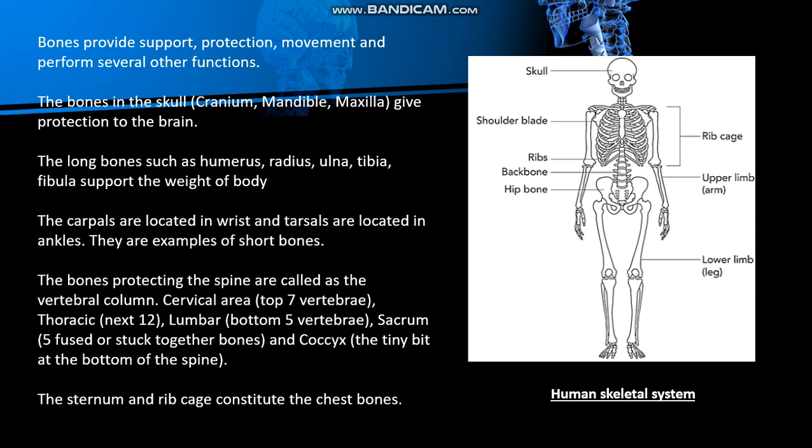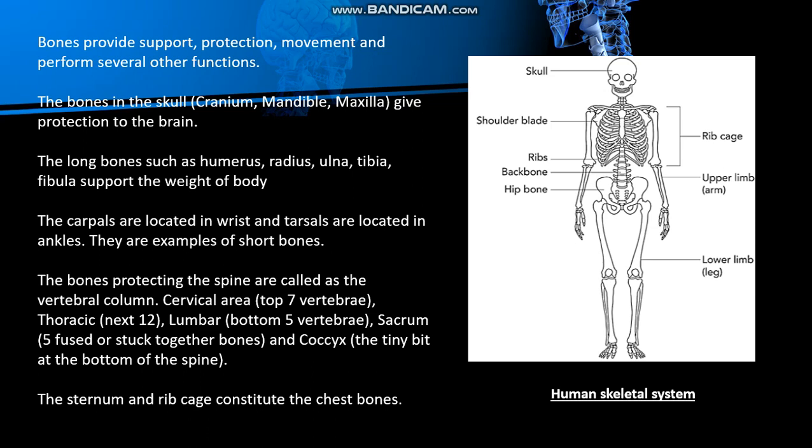As we study, the important points to remember in a human skeleton are bones. Bones provide support, protection and movement, and perform several other functions. If you see, the bones in the skull are cranium, mandible, maxilla, which give protection to the brain. The long bones you can see, such as humerus, radius, ulna and tibia, fibula, support the weight of the body.